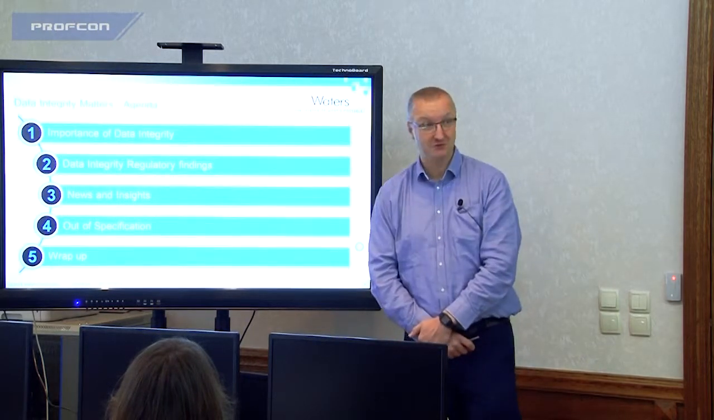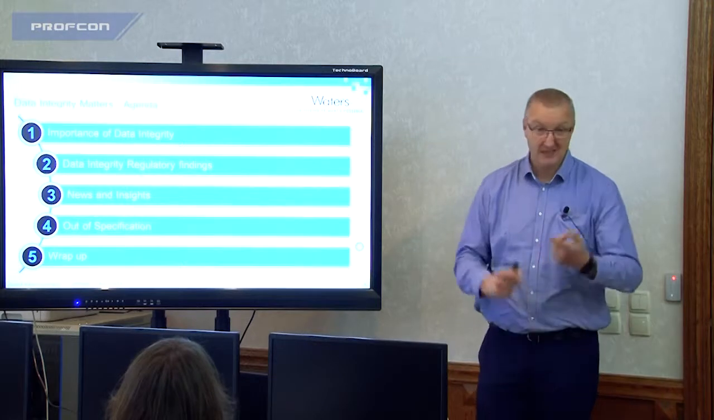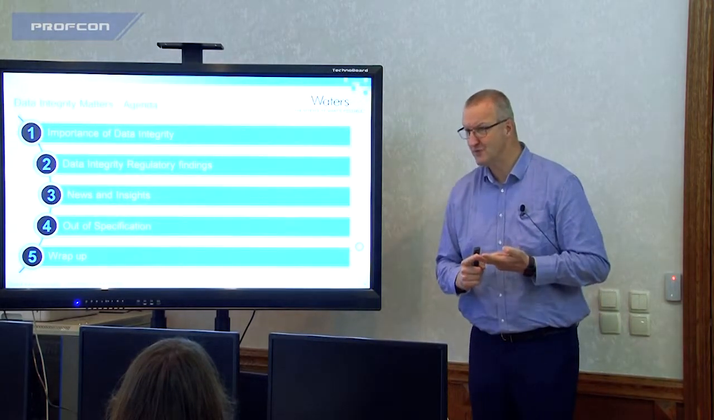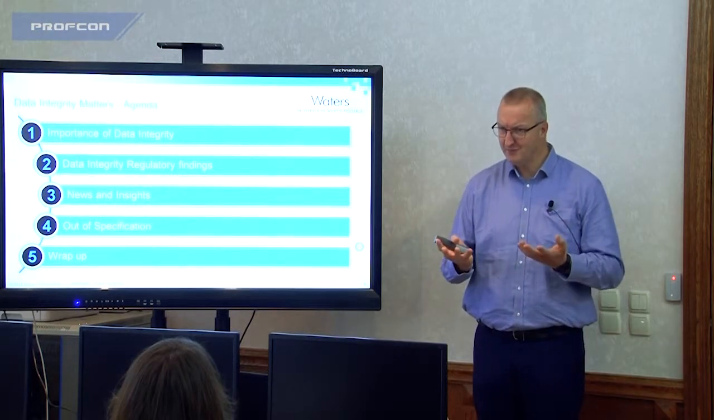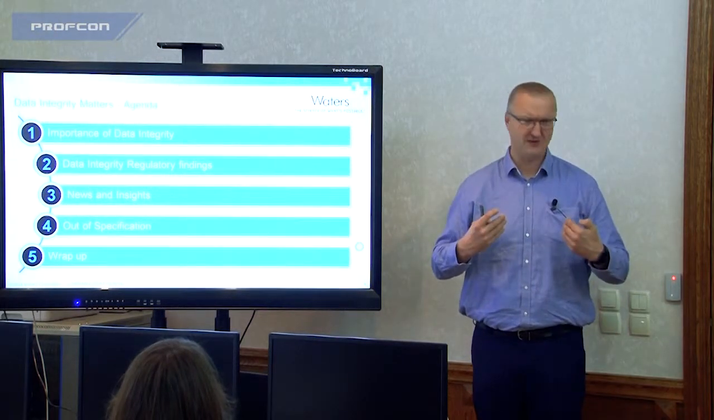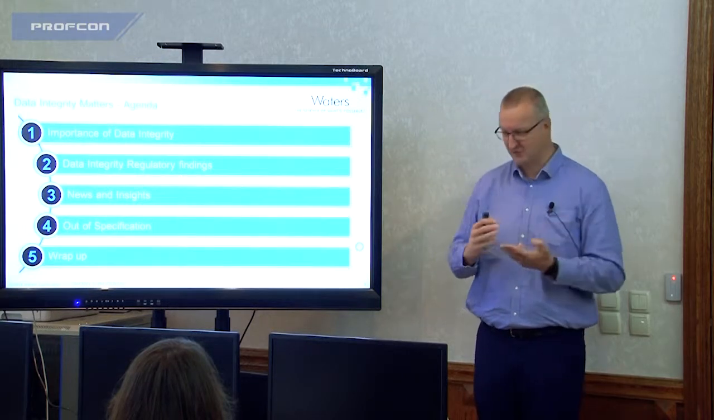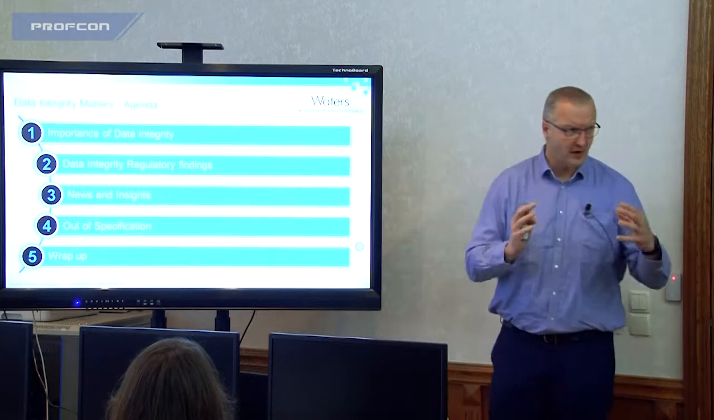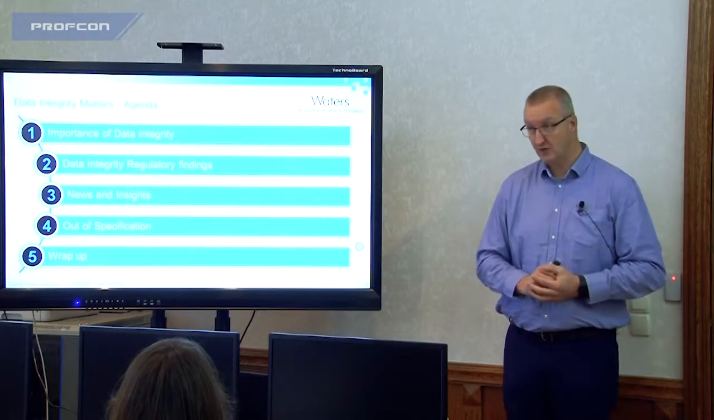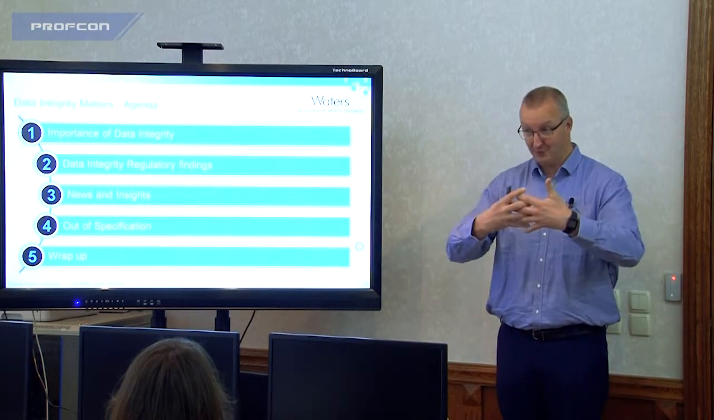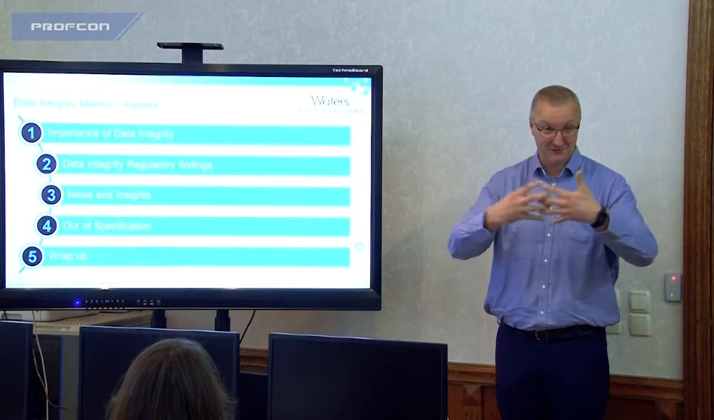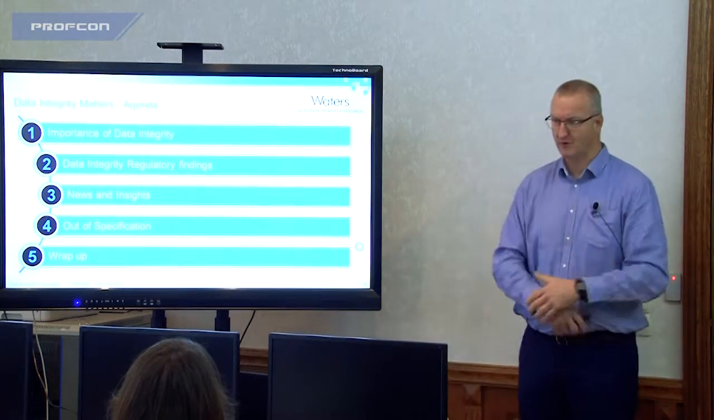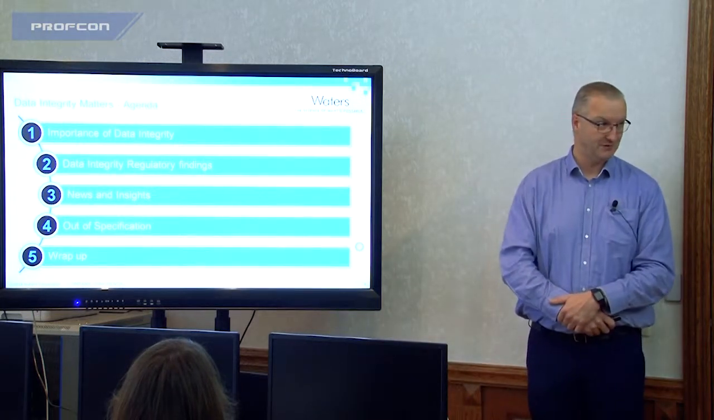And these are the topics that I will talk about. Importance of data integrity, the first one. Then findings. What can we see on internet that helps us? And there is a lot to find on internet that helps us. News and insights. Talk a little bit about out of specification, because out of specification now is combined with data integrity. They are together. And a small wrap up where we talk about what we had discussed.